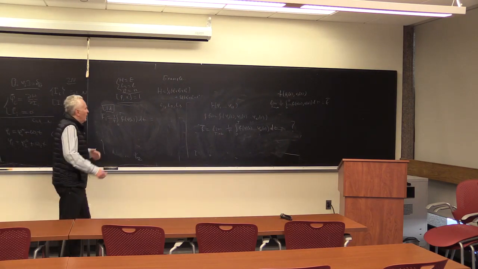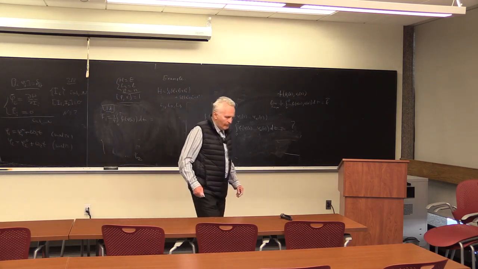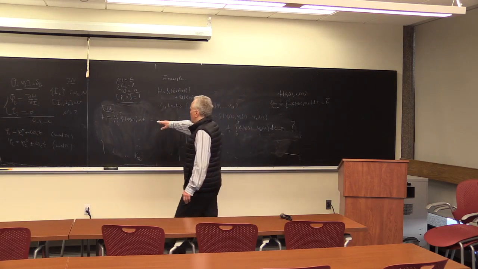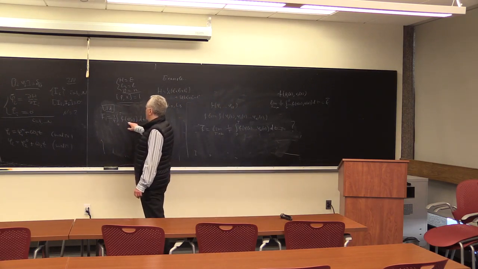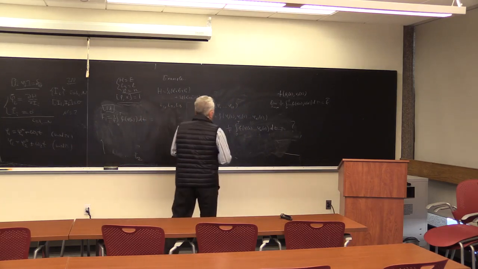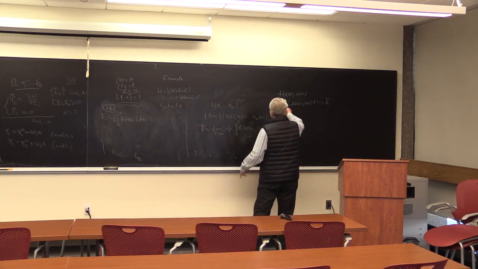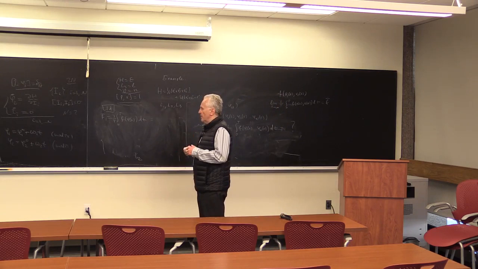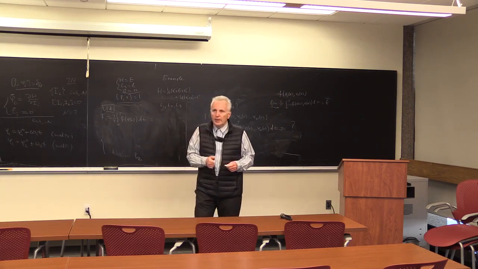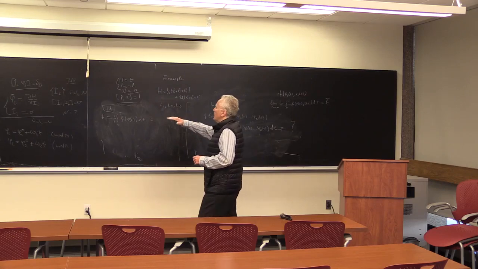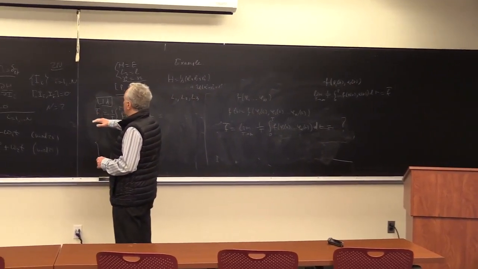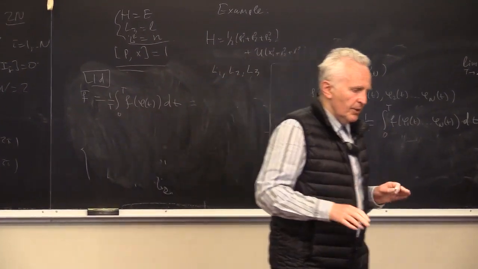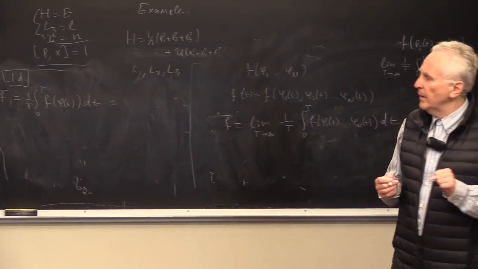Let me explain maybe a little bit more. What we want to do is to replace this time average, which requires solution of equations of motion, which is possible here but generally impossible, by some average in the phase space. Roughly speaking, the statement I'm going to discuss is that time averages are equal to phase space averages, and that's the basis of statistical physics.